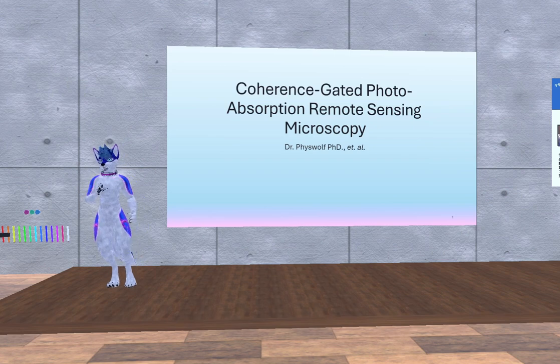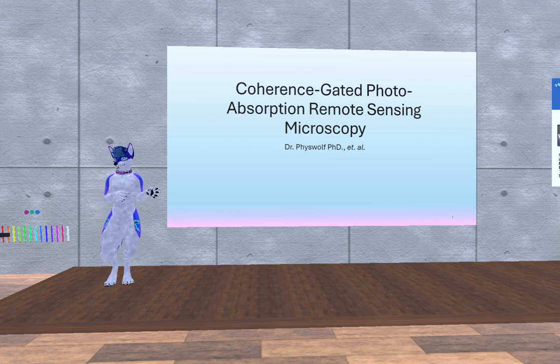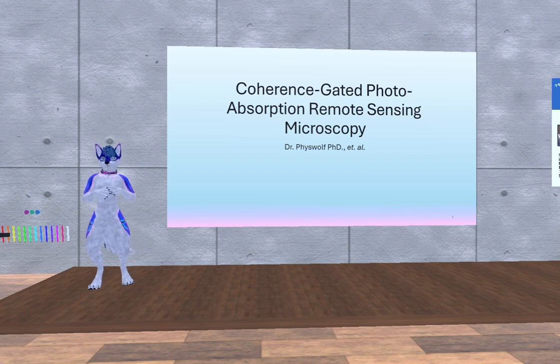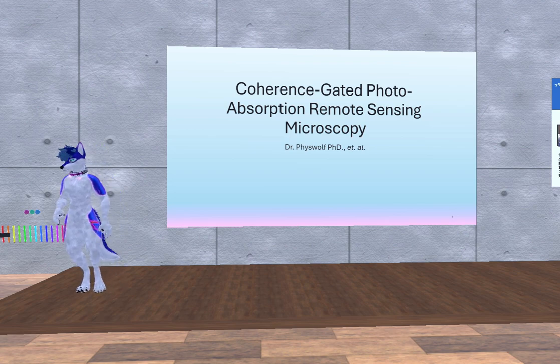I'm Physwolf. Today I'll be talking about some of my thesis work for my doctoral thesis. This is one of the modalities that we invented in this group. Most of this is around simulation work, though a lot of the precursors are based off of a lot of experimental stuff. And just to frame this, we never actually got around to building this. I'll talk about this at the end.